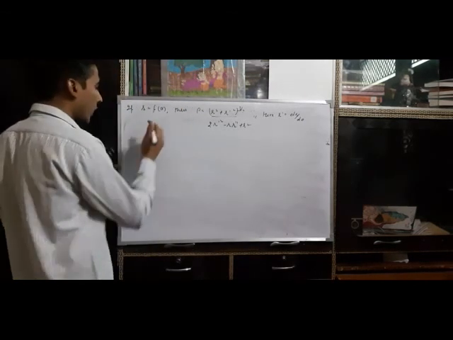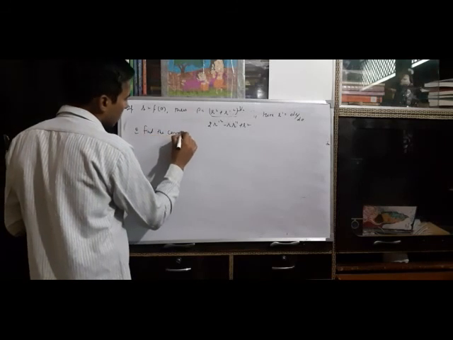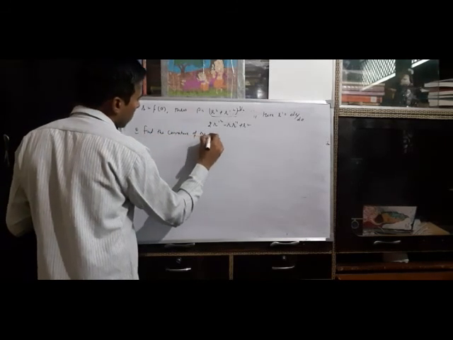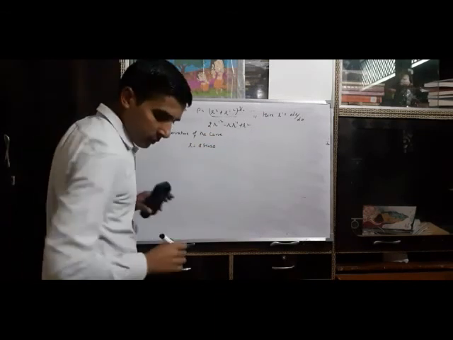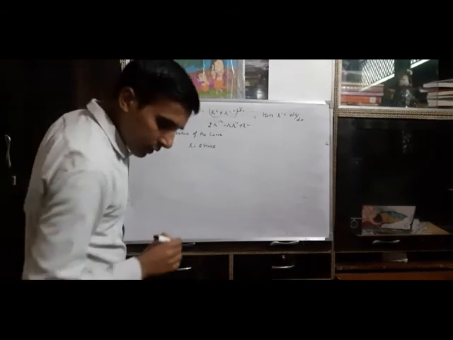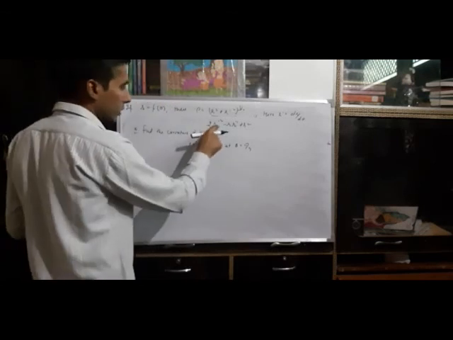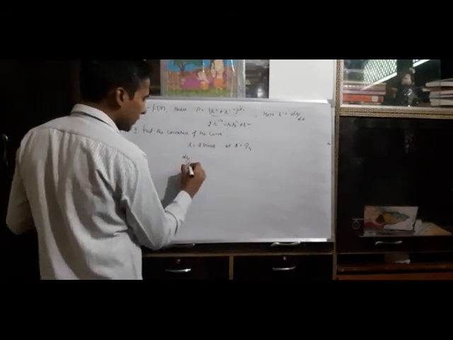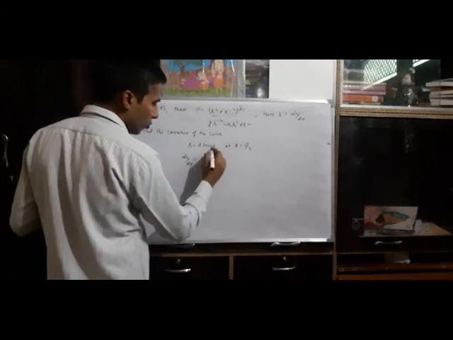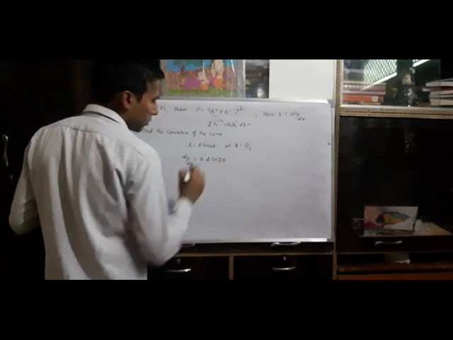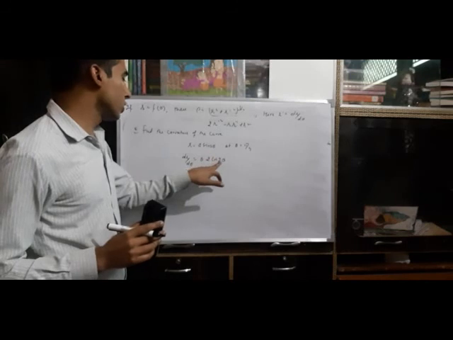We have to find the curvature. The question is: find the curvature of the curve r is equal to a sin 2 theta at the point theta equal to pi by 4. For this we need dr by d theta, which is, a is taken as constant, and the derivative of sin 2 theta is 2 cos 2 theta. The derivative of 2 theta is 2 with respect to theta, and of sin 2 theta is cos 2 theta.